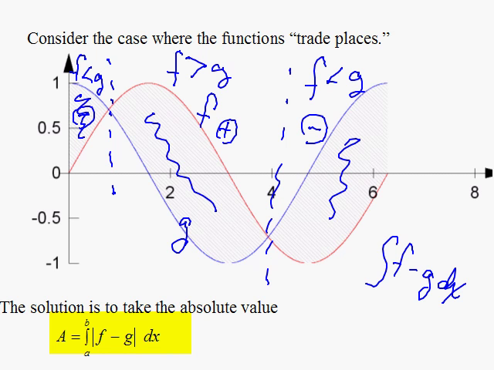A equals the integral from a to b, which is your region of interest, and the integrand is the absolute value of f minus g dx. At this point, we have to digress, because taking the absolute value of a function is not straightforward. Or rather, it's straightforward once you know how to do it.